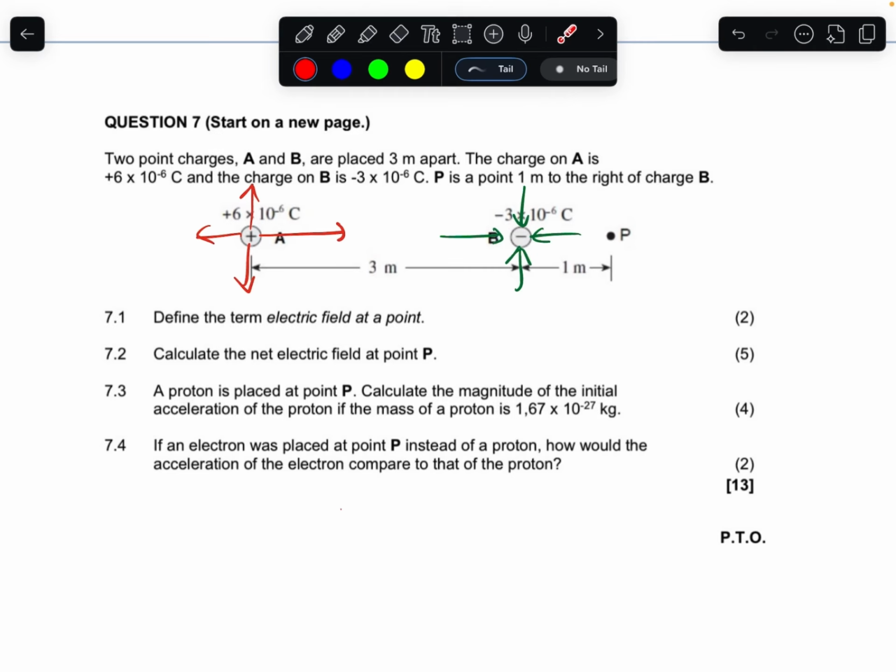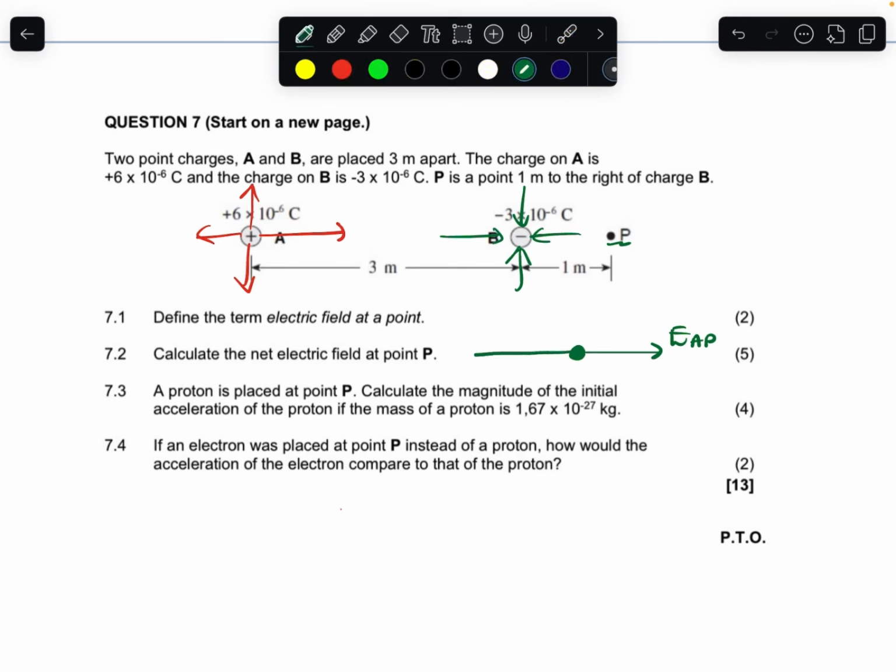Very important that. Now it says calculate the net electric field. Let's draw a free body diagram quickly of the electric field experienced by that one. So the free body diagram of A on P, as I've mentioned, is going to go to the right. And if you look at the distance, A on P is 4 meters, but the distance of B on P is 1 meter. That means the electric field strength is going to be big. As I've mentioned, it's going to go to the left.